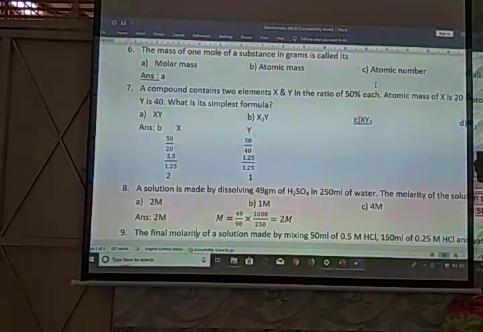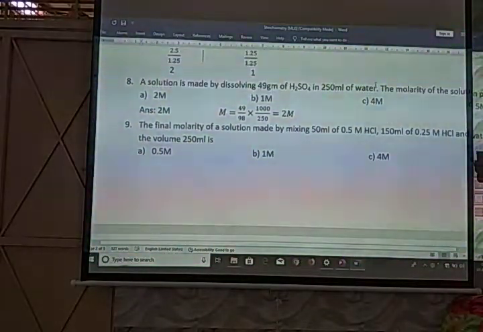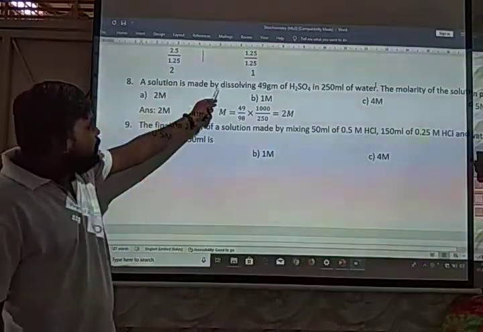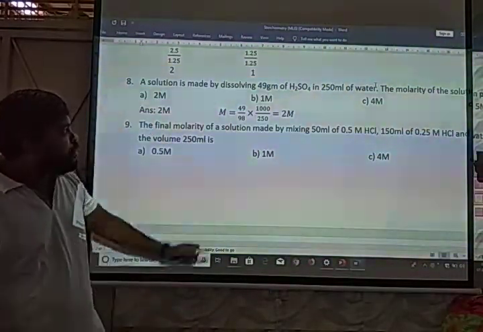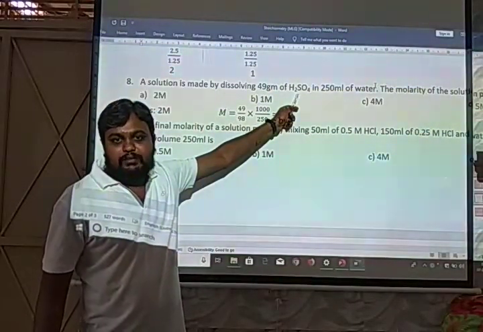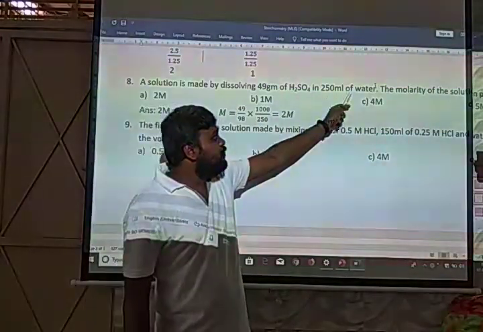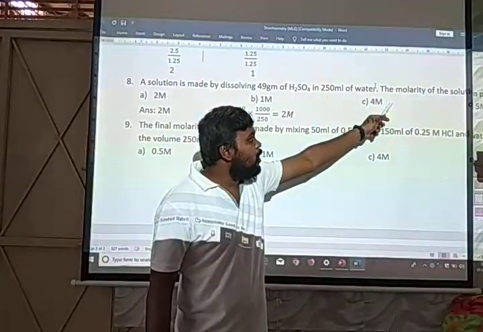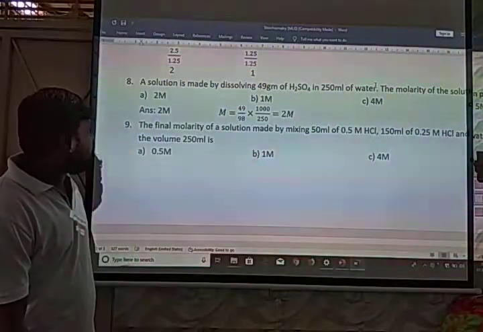So the next question here is, a solution is made by dissolving 49 gram of sulfuric acid, the solute, in 250 ml of water. The molarity of the resultant solution is?